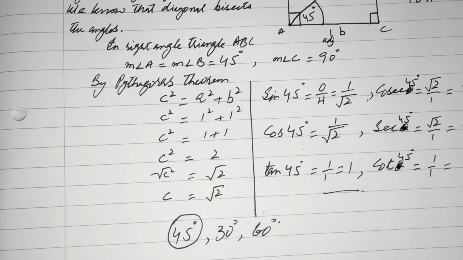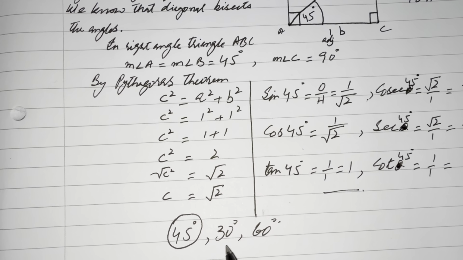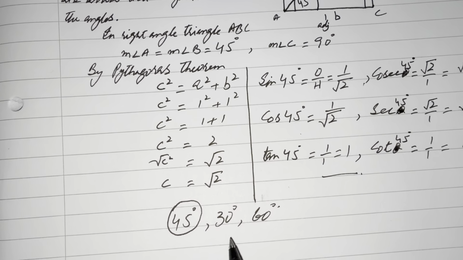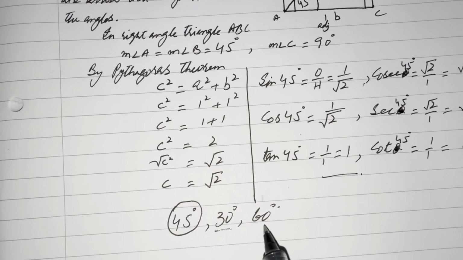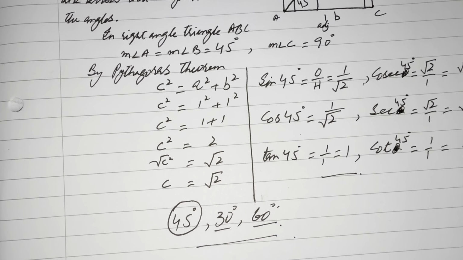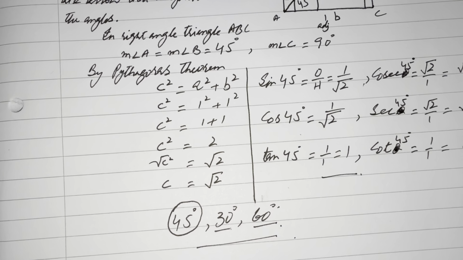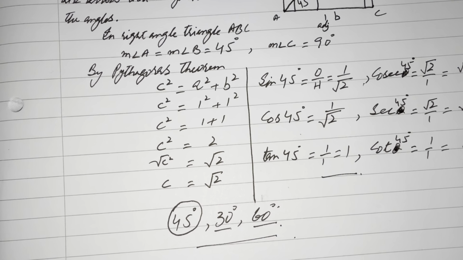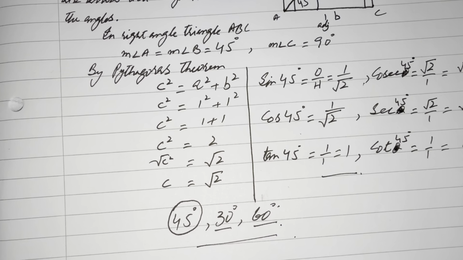In my coming lectures, we will find the trigonometric ratios of 30 and 60. Inshallah, I will see you in my next lecture. Hopefully, when you watch this video, you will understand how we have found the trigonometric ratios of this special angle of 45 degrees.